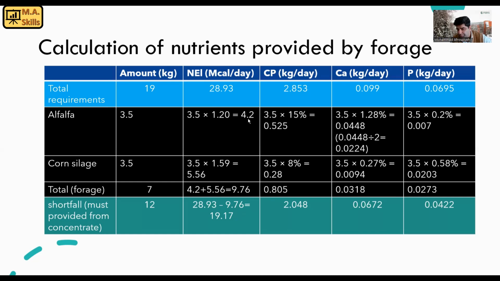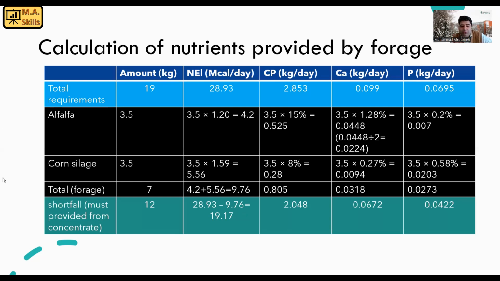And here, it's the total amount of energy and nutrients coming from the forage. You can just add them up. 4.2 plus 5.56 is going to give you 9.76 megacalorie per day energy coming from forage, which is the alfalfa and corn silage. And same idea for other nutrients, just add them up. Now, by now we know how much nutrients are coming from our forage.